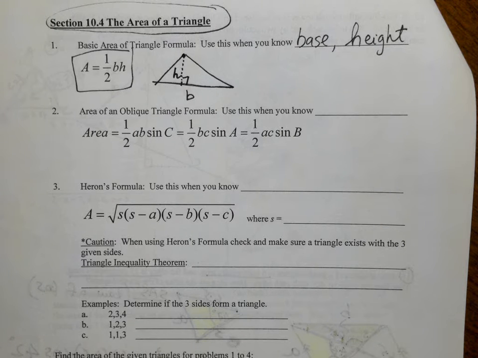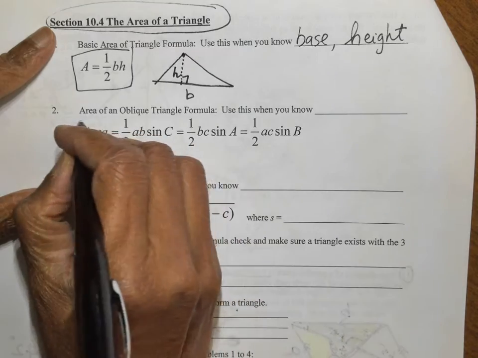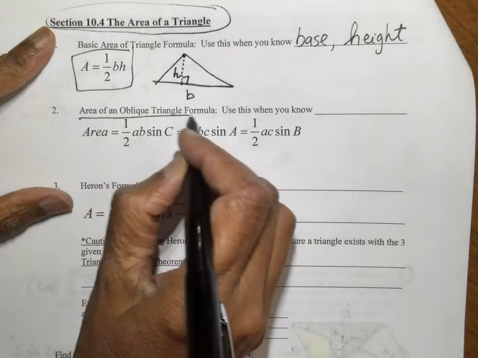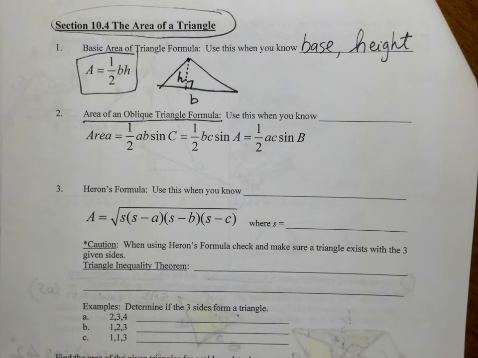But what happens if you don't know this height? This height almost creates a right angle situation, right? The line has to be at a right angle. If you don't know that, there are a couple of other formulas, and one of them is the first one we're going to look at, area of an oblique triangle.